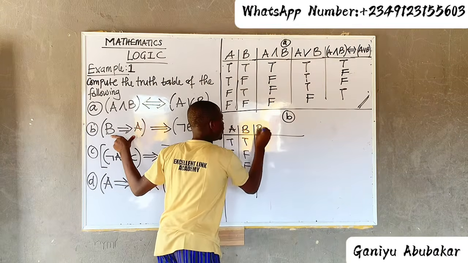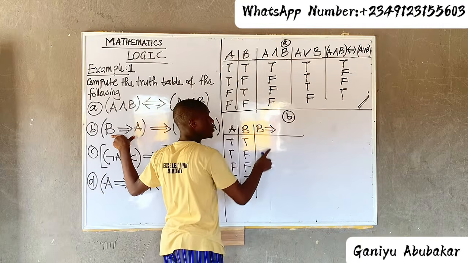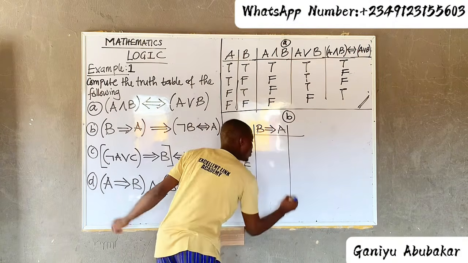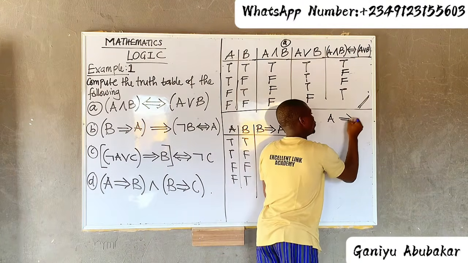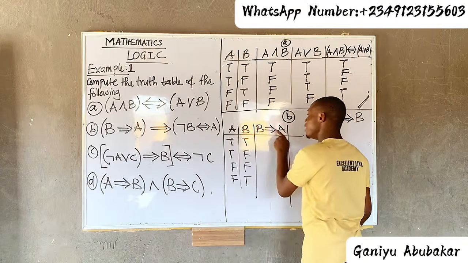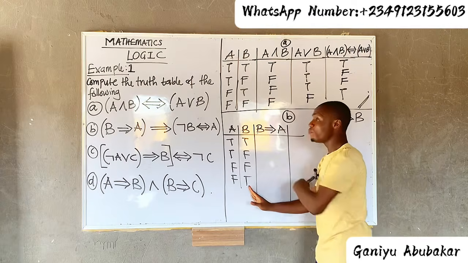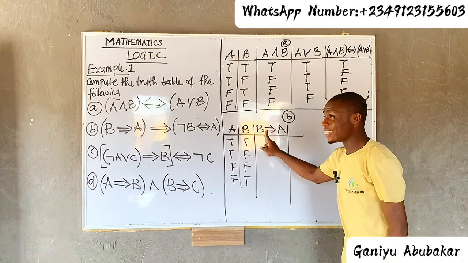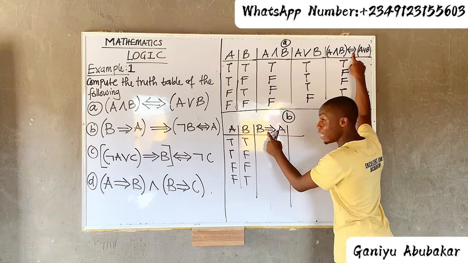If I have B negation, B implication A. What I taught you was A implication B, but in this case they gave you B implication A. So it means that you focus on B before A.